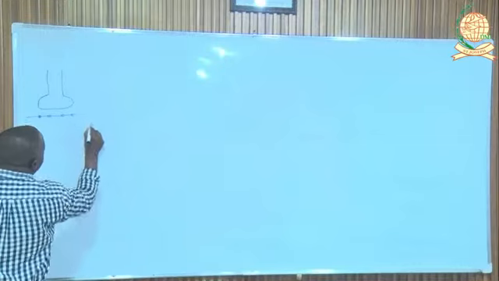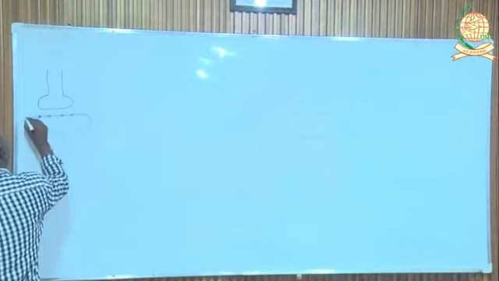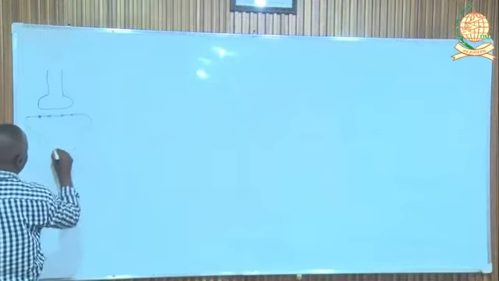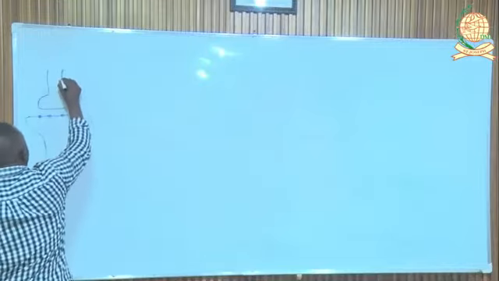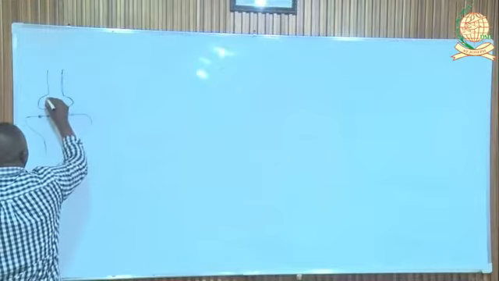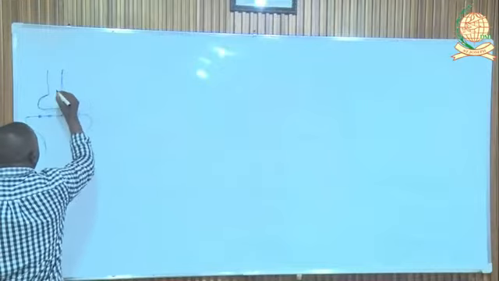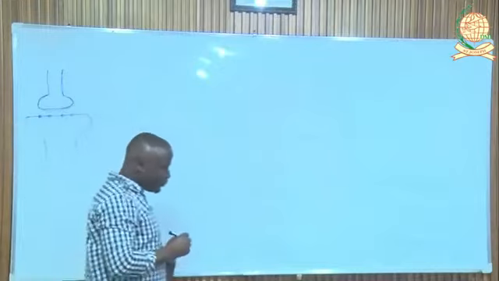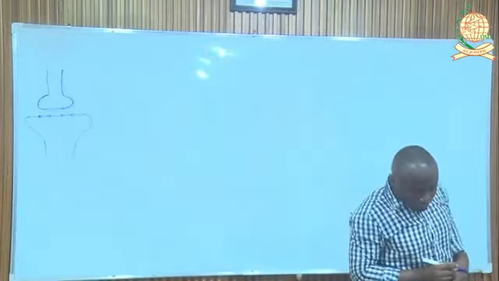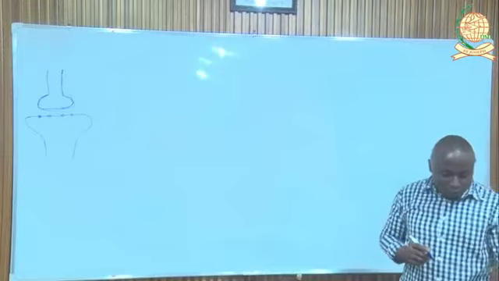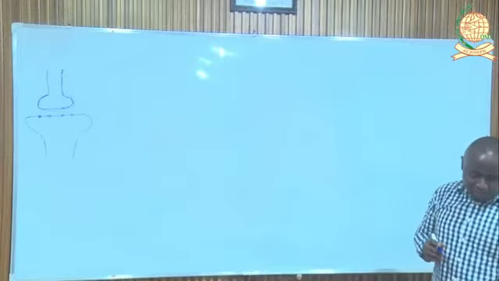This makes up the postsynaptic knob, something like this. Let's take this as an example of a simple diagram showing the synapse. The question says, briefly describe how the following are achieved at the synapse.